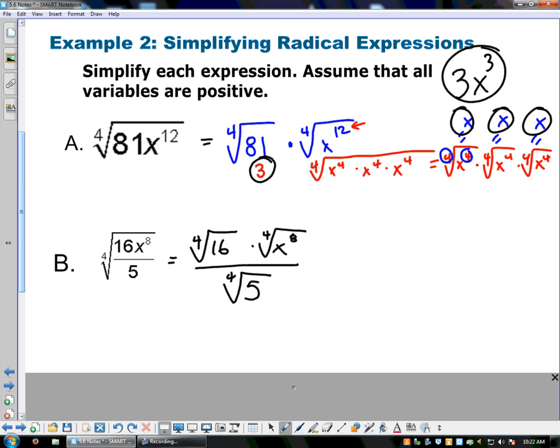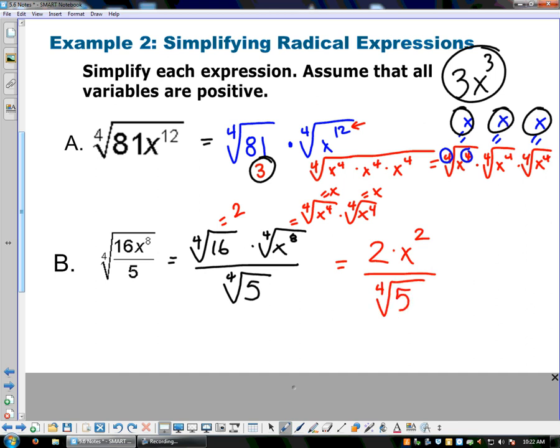And then the 4th root of 16 is just equal to, is 16 on our list of perfect fourths? It is, and it's the second one down, so our answer is 2 for that. And what about the 4th root of x to the 8th? We could split that up into the 4th root of x to the 4th times the 4th root of x to the 4th, and then each one of those is going to be equal to x. So far in our numerator we have 2 times x squared. In our denominator we still have this 4th root of 5.